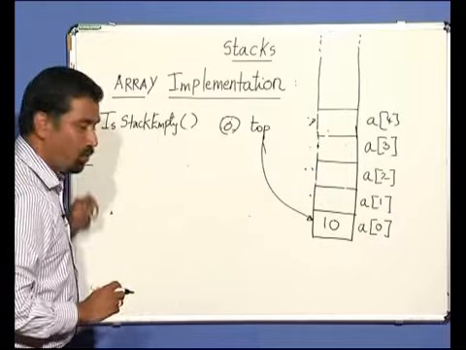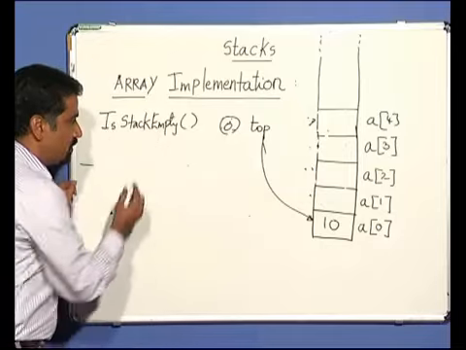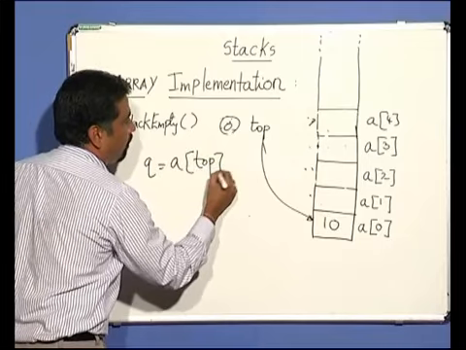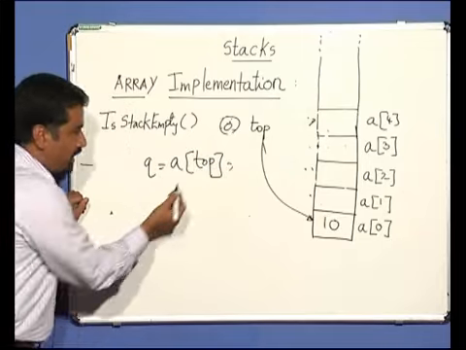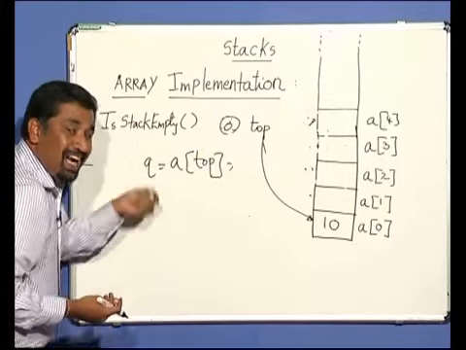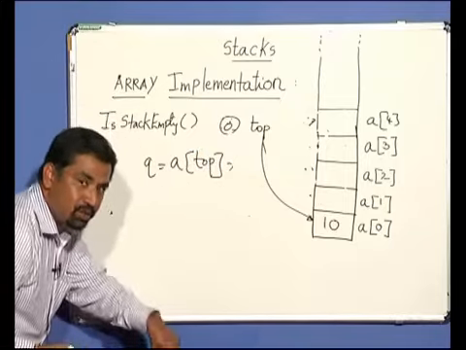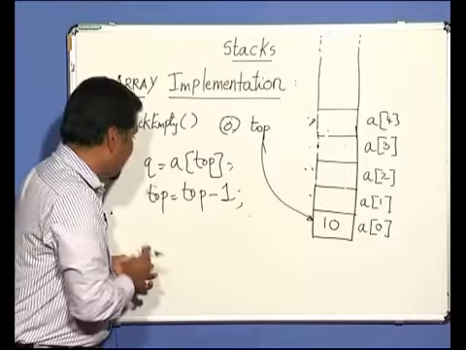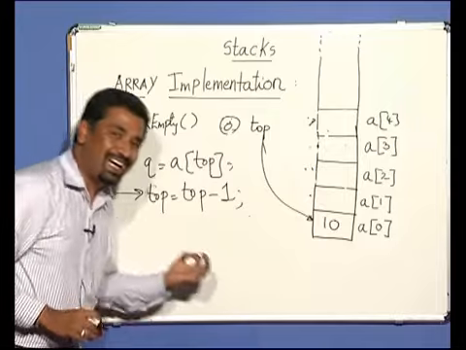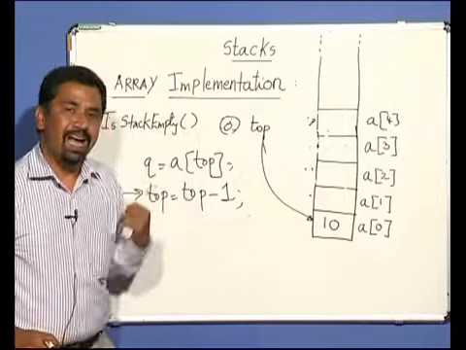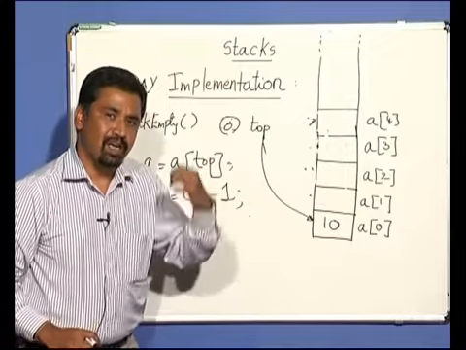If you consider the code, what did we do whenever we popped? We simply got the value like this. What is the current value of top? 0. So A of 0, which is 10, that gets into Q. Then top gets reduced by 1. Carefully consider what happens with this statement now. The current value in top is 0, because always our array indexes or indices start from 0.